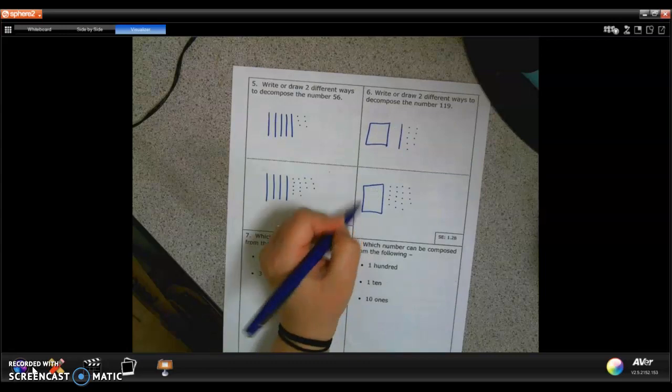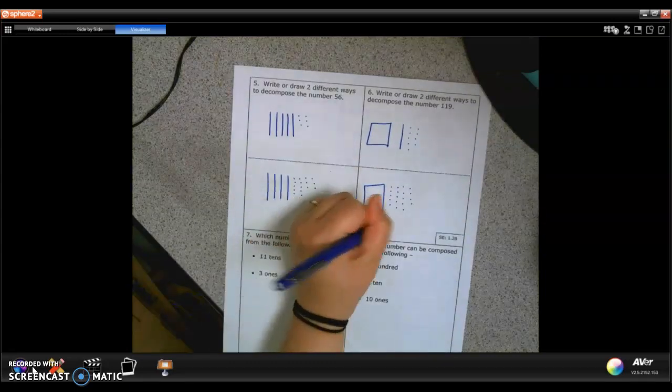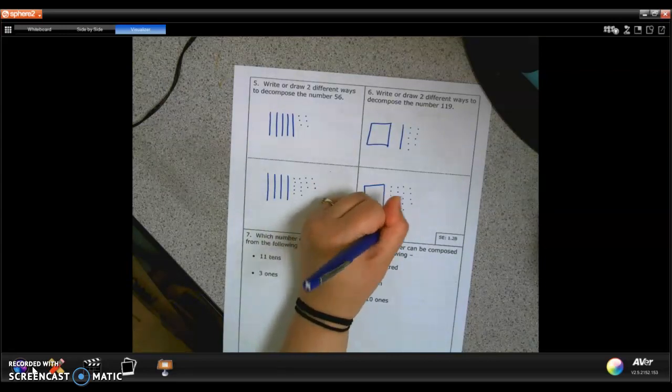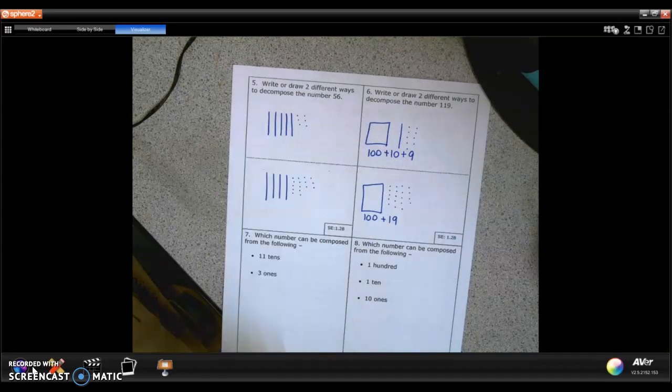This flat right here represents 100. And this represents 19 ones. This is 100 plus 10 plus 9. So I represented those.